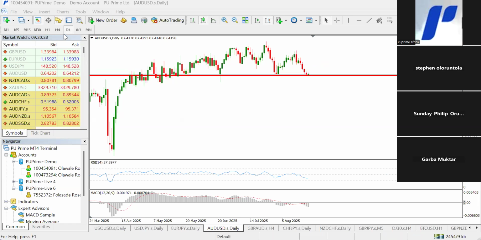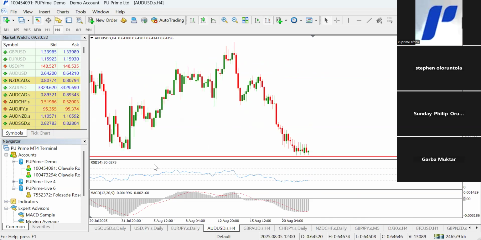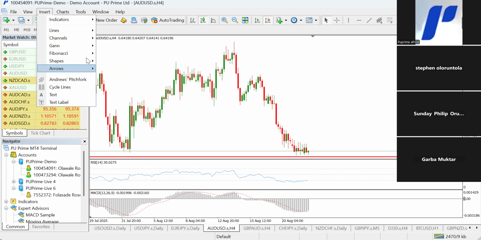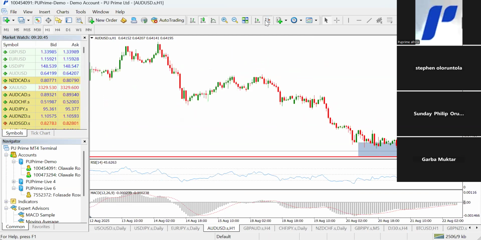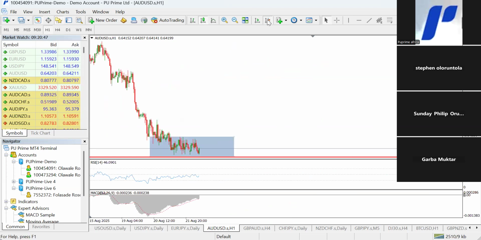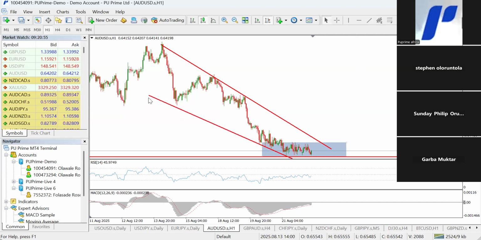So let's flip down to a lower time frame like 4 hour, and we can see that there is a range. Price is ranging around that area. On the 4 hour, we have a range, and we'll take it down to 1 hour. On the 1 hour, we can draw a trend line, and we have a falling wedge pattern.